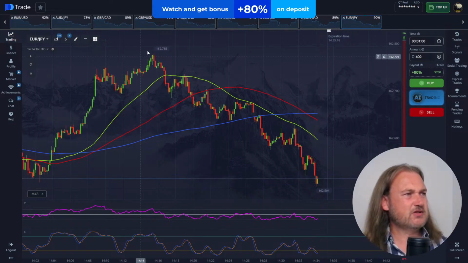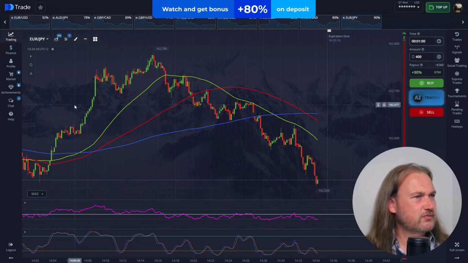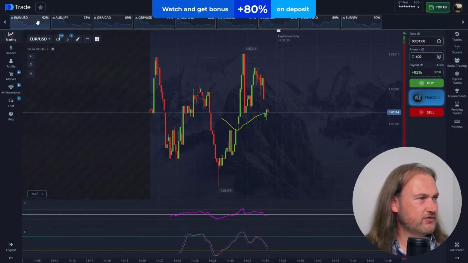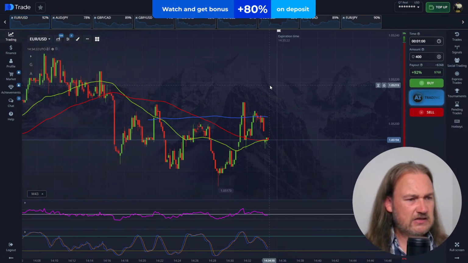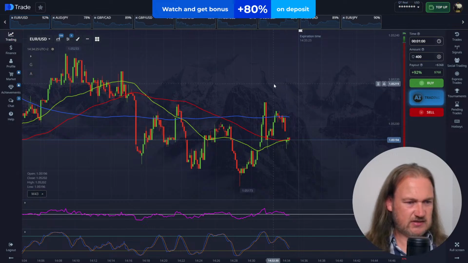Okay, I'm going to jump around. Let's jump around a bit. I'm on Euro JPY, not even Euro USD. Let's see if we can find some entries somewhere else.